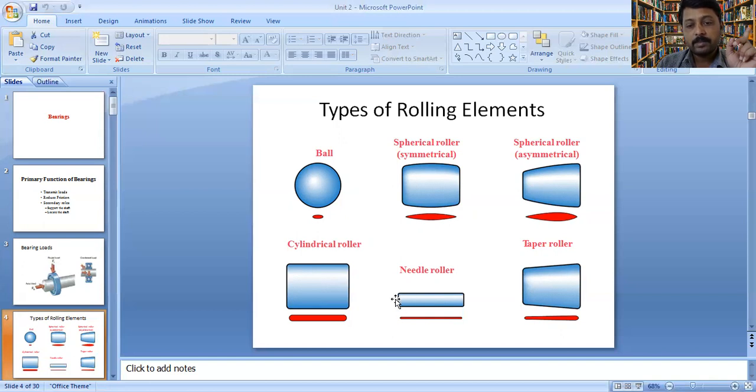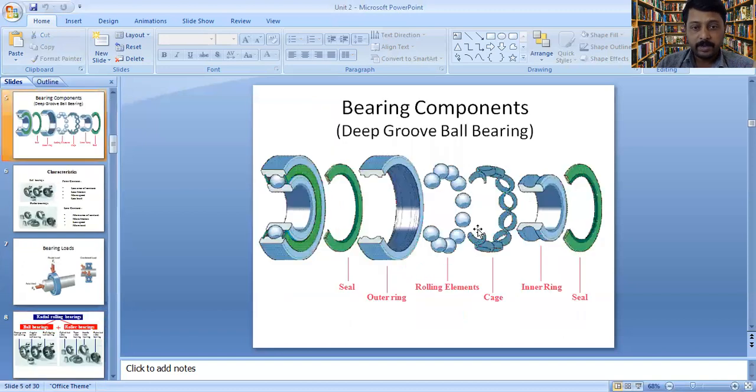You can see that the diameter of the needle one is very small, whereas the diameter of the cylindrical one is comparatively more. Then there is a taper roller. Observe here, the taper roller and the asymmetrical spherical roller are somewhat similar, but the middle portion is not a straight line in a spherical roller, whereas in a taper roller the middle portion is a straight line, a gradual increase or decrease. That is why it is called a taper roller. So these are the basic types of rolling elements used in bearings. Let us see the different basic components and how the assembly of bearings is carried out.